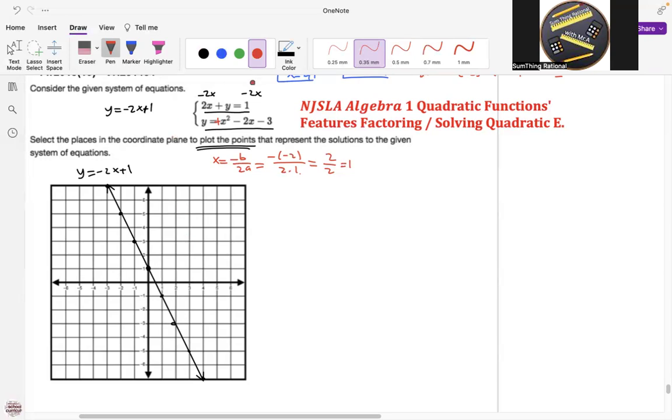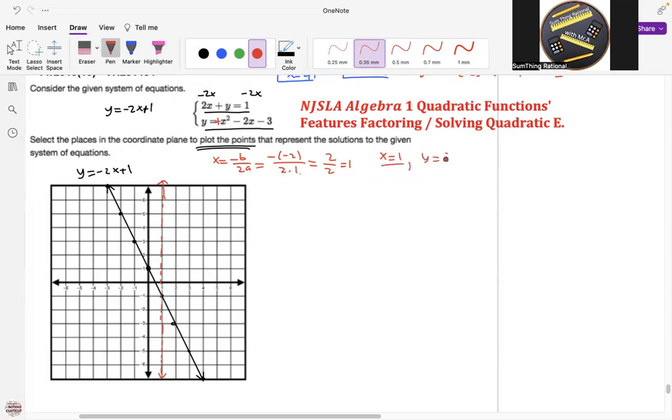So the axis of symmetry is here. Let me just draw it. The axis of symmetry is the line x equals 1. So your parabola's vertex will be on this line, okay? And it should be symmetric according to this line. So x equals 1 is the x-coordinate of the vertex.